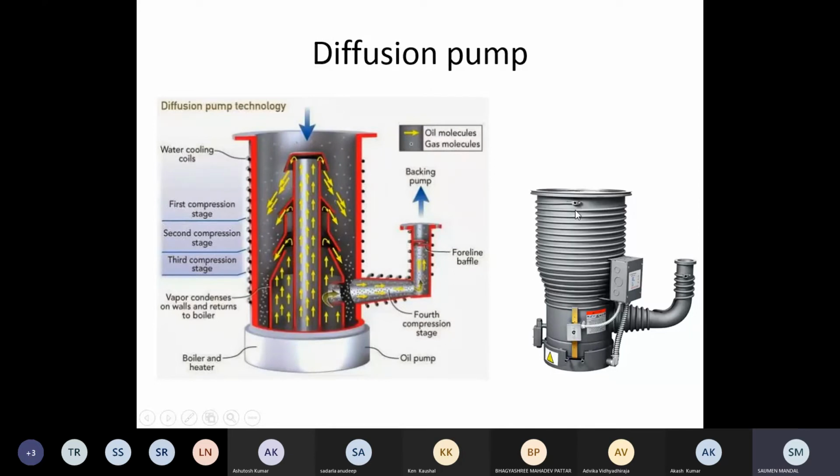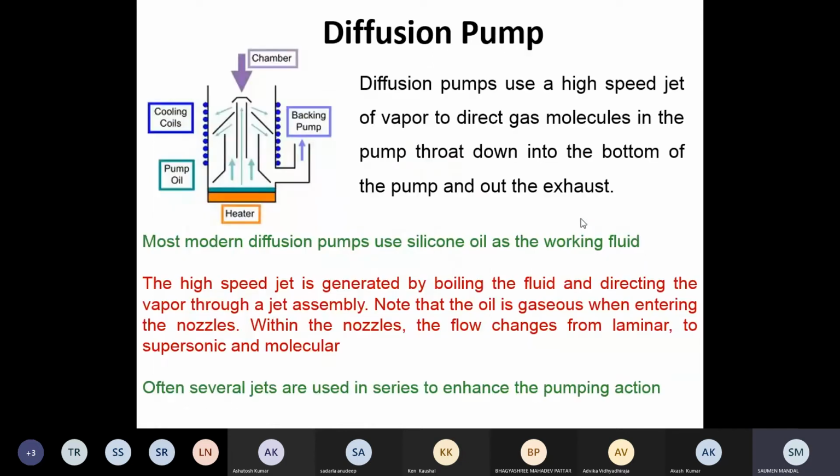Here you can see outside, this is the cooling arrangement, the cooling line. This is the cooling pipe. And this is the heater, and this is the exhaust. Through the heater, the oil will evaporate, and it will condense in this region. So the diffusion pump uses a high speed jet of vapor to direct the gas molecules in the pump down into the bottom of the pump and out through the exhaust.